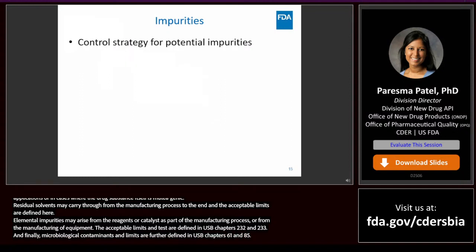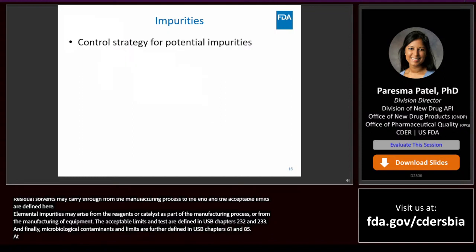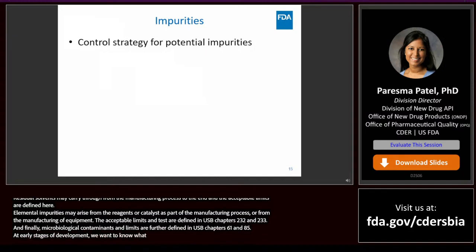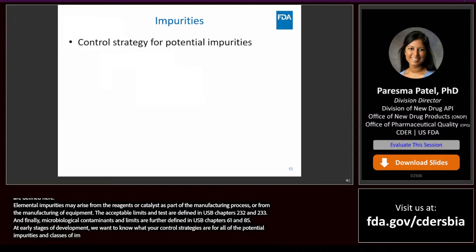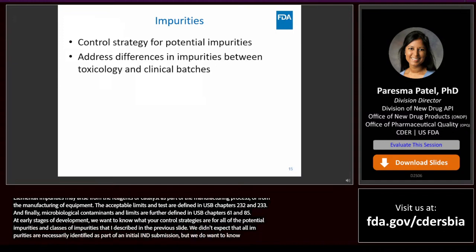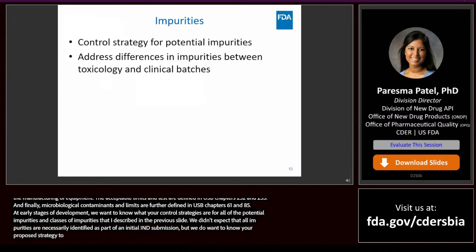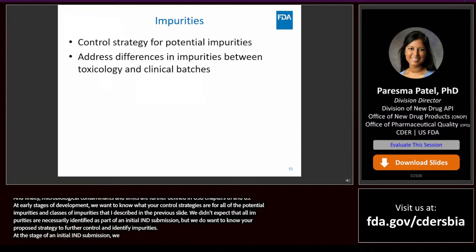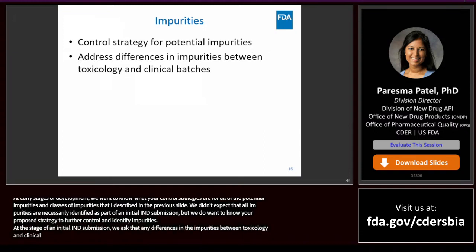At early stages of development, we want to know what your control strategies are for all of the potential impurities and classes of impurities that I described in the previous slide. We do not expect that all impurities are necessarily identified as part of an initial IND submission, but we do want to know your proposed strategy to further identify and control impurities. At the stage of an initial IND submission, we ask that any differences in the impurities between toxicology and clinical batches should be addressed and justified based on the available information.